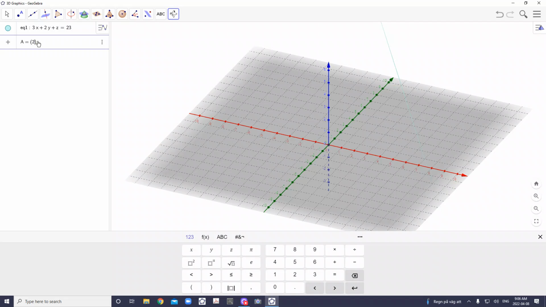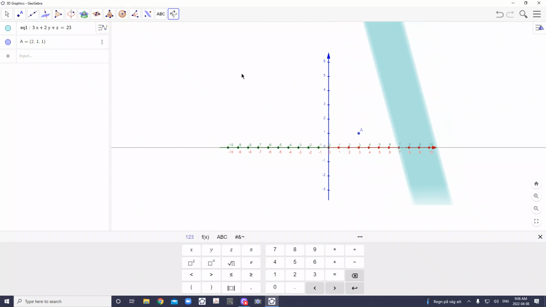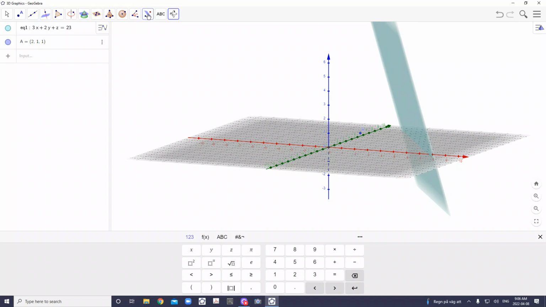2, and then 1, and then 1. And then 1. So that's also the point A. So this is the situation in space. Yes? And then the nice thing in GeoGebra is that you have this feature.